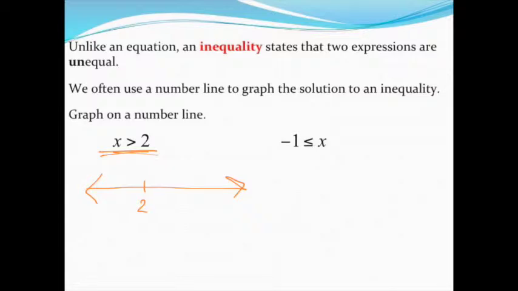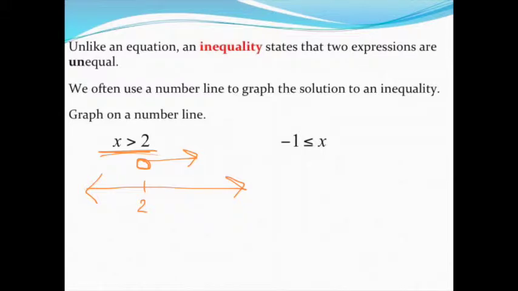We want to make sure that we include all the numbers that are bigger than 2, but 2 itself is not an answer. 2 is not greater than 2. 2.1 would work, but 2 is no good. So to show that, we're going to use just an open circle, not a filled in circle, indicating that 2 itself is not a solution. All the numbers that are greater than 2, all the numbers bigger than 2, shade that way on the number line. So that's how I represent x is greater than 2.